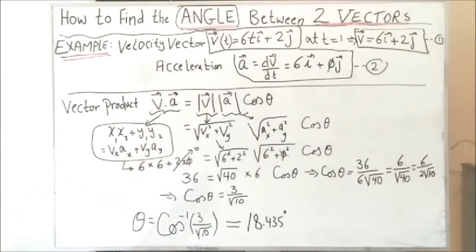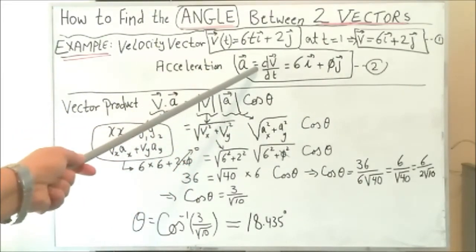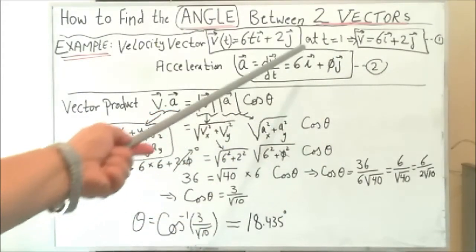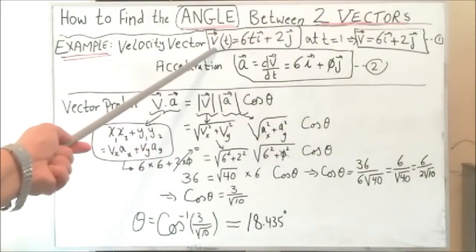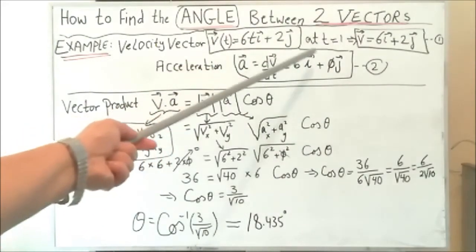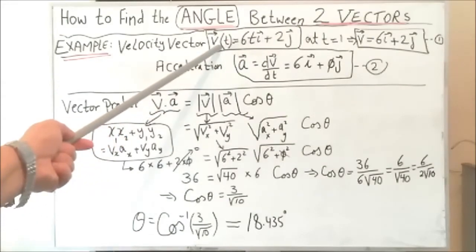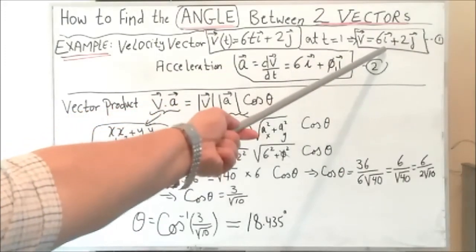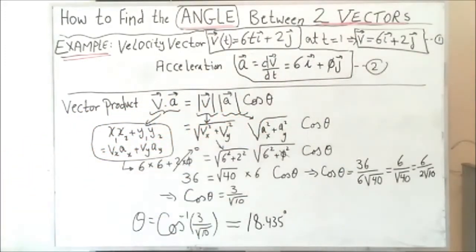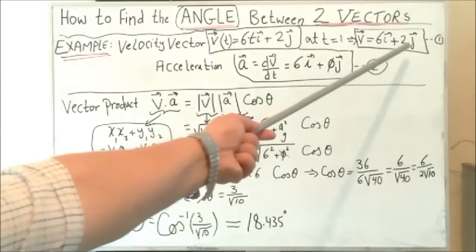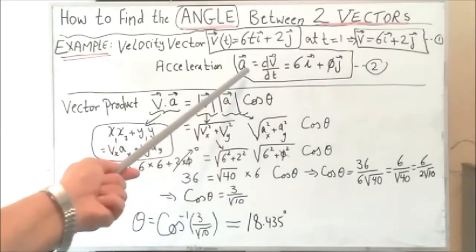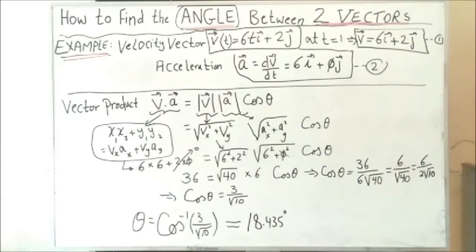Now we want to find the angle between these two vectors, let's say at a time t equals 1. So at time t equals 1, the velocity vector can be found by subbing t equals 1 in this equation for velocity. So we have v equal to 6 times 1, 6i plus 2j. So this means that we need to find the angle between these two vectors, the velocity and the acceleration at time t equals 1.